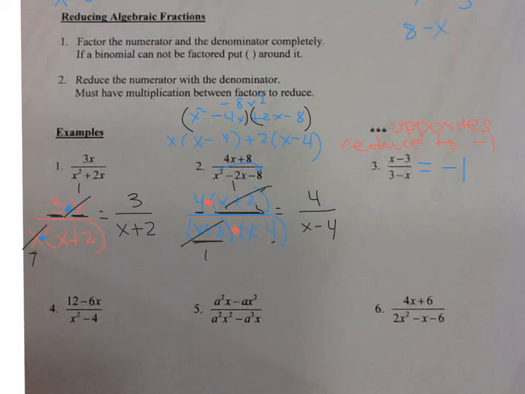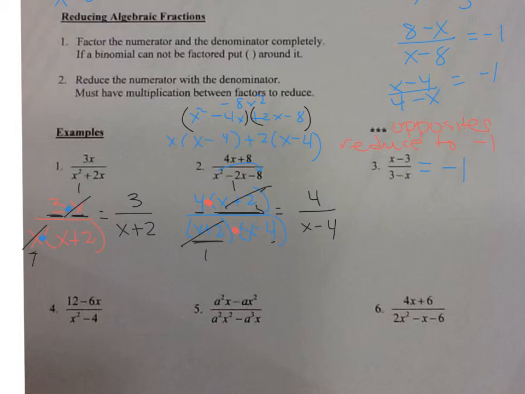So this is another example of opposites. 8 minus x, x minus 8. That reduces to negative 1. All right, so that's an example. Another one would be x minus 4 and 4 minus x. That reduces to negative 1 also, as long as they're opposites.